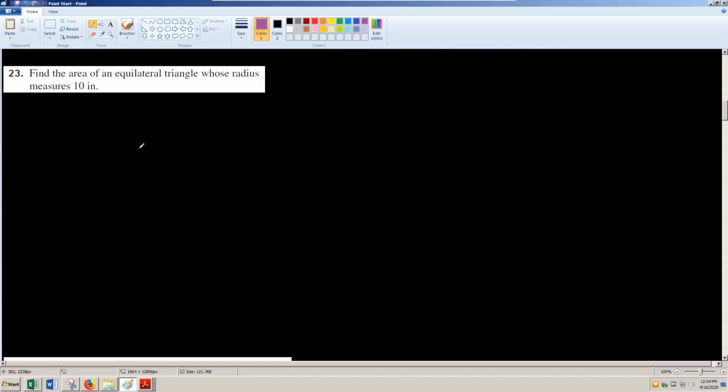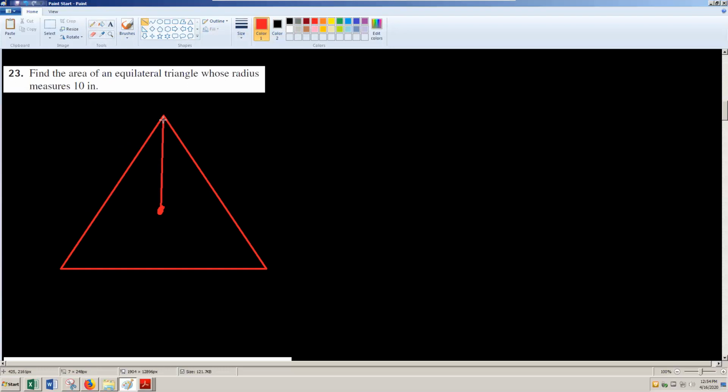23, I have the area of an equilateral triangle whose radius measures 10. There are a multitude of different ways to approach this problem. Let's look at one of them. Here I have a nice equilateral triangle, or at least it looks fairly equilateral. When we're talking about the radius of an equilateral triangle, this is saying, okay, from the center out to one of the vertices. So let's draw our center point here. And now let's draw just one radius out. Actually, let's do our radii in another color here. Let's do an orange.